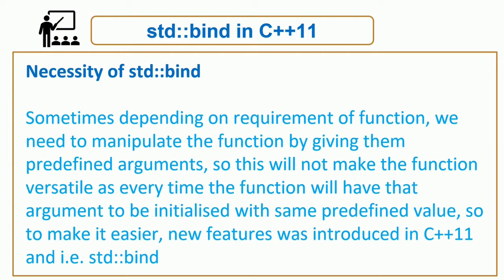So versatility will not be achieved. In order to achieve the versatility of your function, so that you can manipulate your function in future if there is a change in the requirement, this feature came into existence. Now first of all, how will this feature provide the versatility? There are various terminologies which we'll be using for this feature. We'll be using the placeholders, and we will also see what these placeholders are.